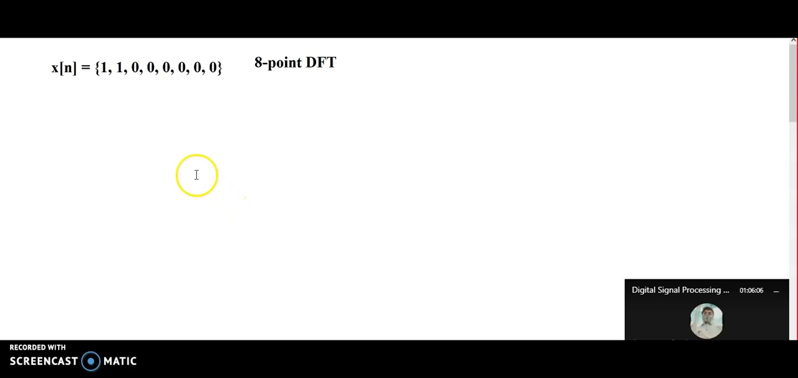Yes, sir. Okay. So xk will be equal to summation n changing from 0 to 7, n minus 1 will be 7 because it is 8 point. Okay, xn and then e raised to power minus j 2 pi by 7 into nk, ये हो जाएगा.